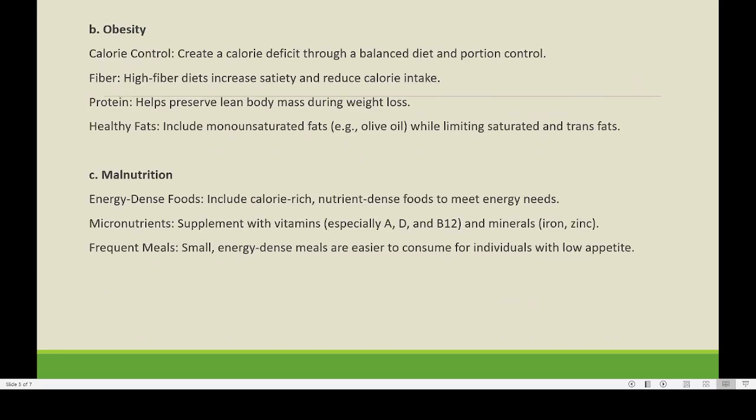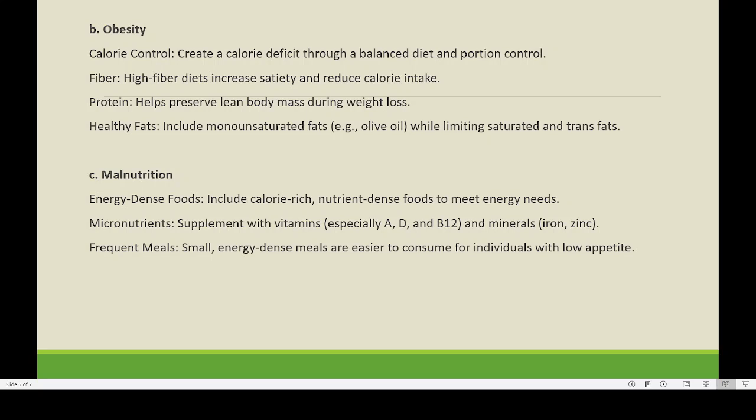Then obesity. As far as obesity is concerned, calorie control. Create a calorie deficit through a balanced diet and portion control. That is, try to reduce how much you eat. For example, you are taking rice. Try to reduce the intake of rice every day by a little.